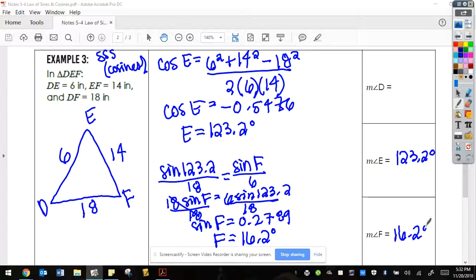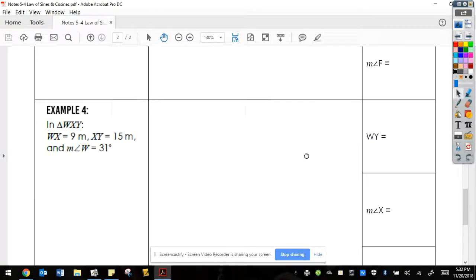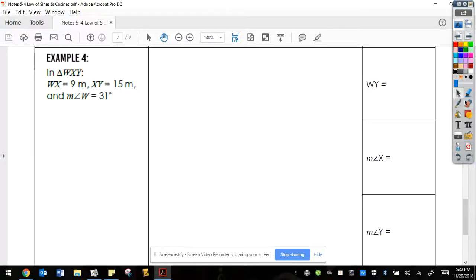So if this is 16.2 degrees, well then if you just subtract the two angles that you just found, you should get that your last angle is 40.6. So angle D is 40.6. All right, let's do the last one real quick because my time is running out.